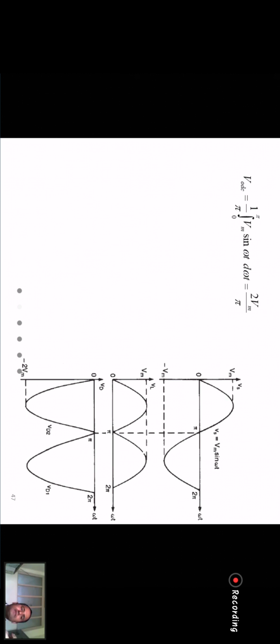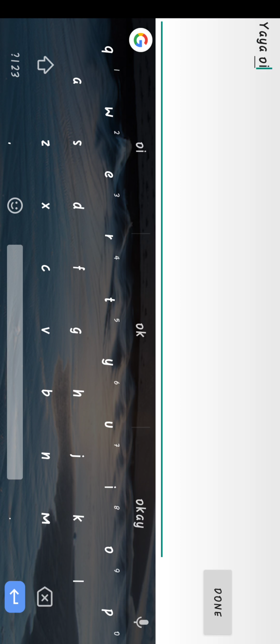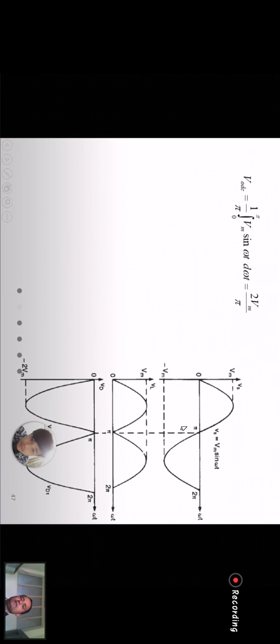If you want to find the output DC voltage, integrate over 0 to pi. This is the source waveform Vs. If you integrate Vm sine omega t from 0 to pi, then you will get 2Vm by pi.